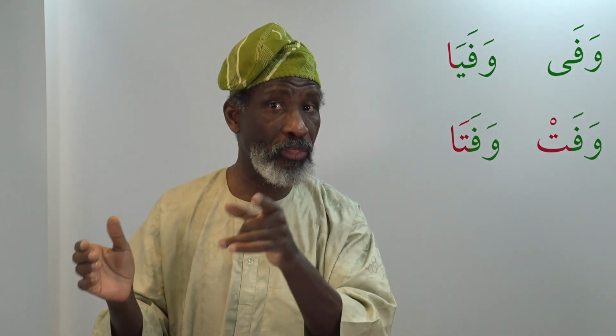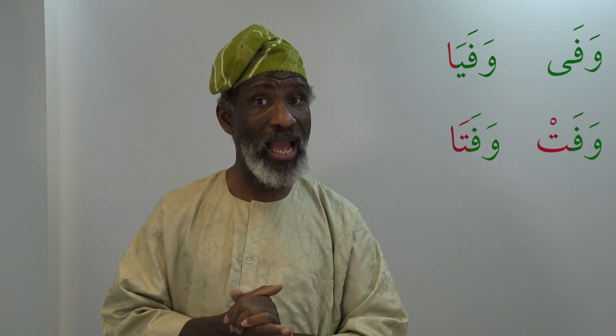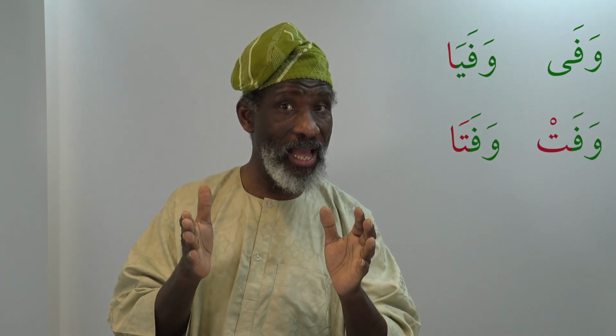To say two men fulfilled, we will say wafaya with the alif. And that's alif indicating that we are talking about duo, masculine. Wafaya. Equivalent of that, two women fulfilled, would be wafata. Again, we maintain the removal of the third root letter. The alif, you see there, is the same alif in wafaya to indicate we are speaking about two people. So wafa, wafat, wafaya, wafata.